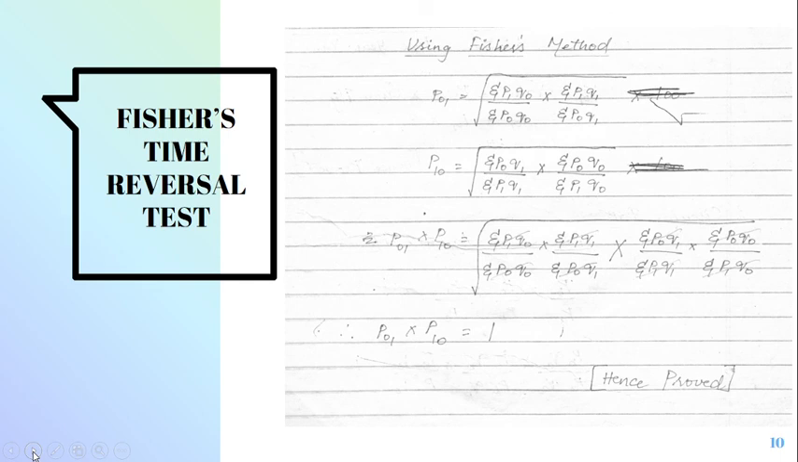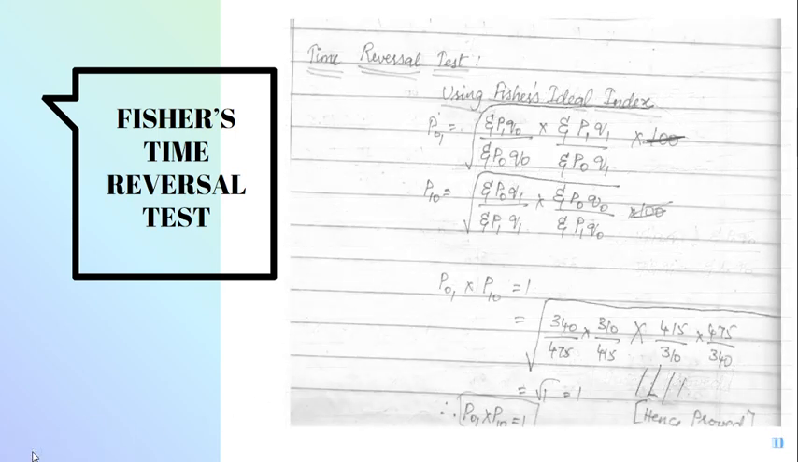Now, testing using Fisher's ideal method, testing the time reversal test, we do P01 into P10. So to prove this, we have substituted the values under our time reversal test as root of 340 by 475 into 310 by 415 into 415 by 310 into 475 by 340. All these, 340 cancels, 475 cancels, 310 cancels, 415 and 415 cancels. So it's root of 1, which is 1, and hence P01 into P10 is equal to 1 is proved.